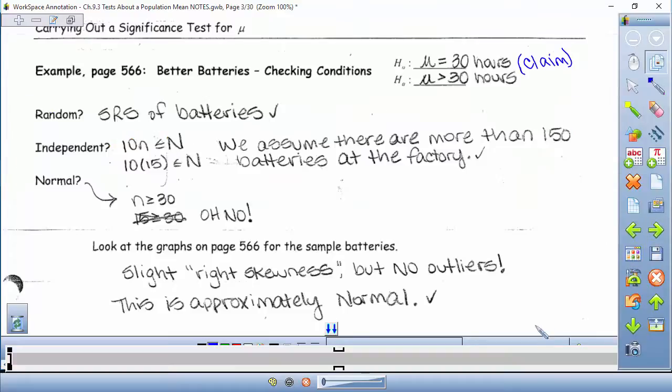All right, there's slight right skewness on the box plot, but no outliers. So this is approximately normal. You have to write all of that, though. Or draw the box plot itself. You could do that, too, and put some numbers in there with it. But you've got to write something and then say, this is approximately normal.